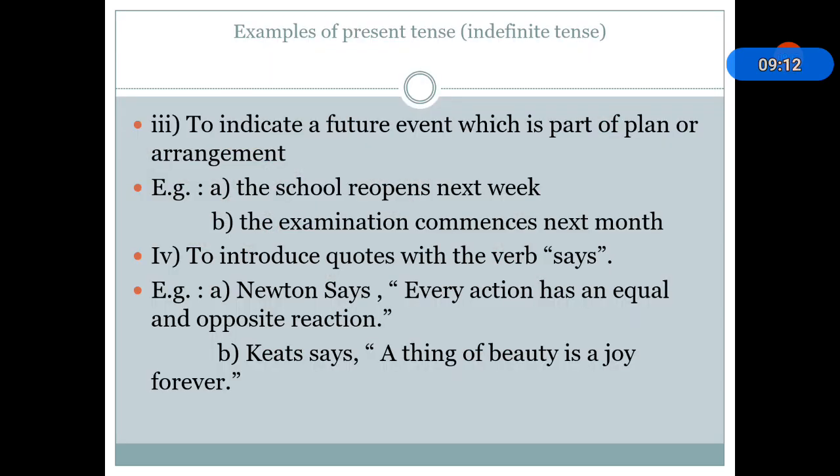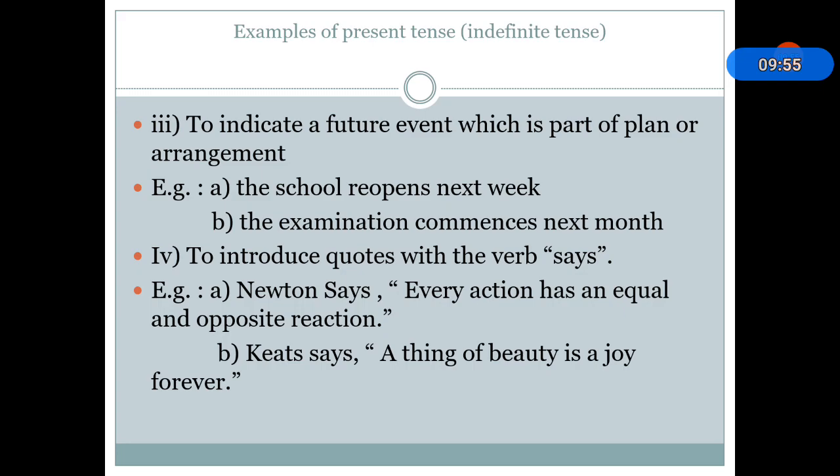Now next, this present indefinite tense is also used to indicate a future event which is part of a plan or arrangement. For example, the school reopens next week. So it indicates a future event which is part of a plan or arrangement in the present time. So it is the present plan that the school reopens next week. And another example, the examination commences next month.